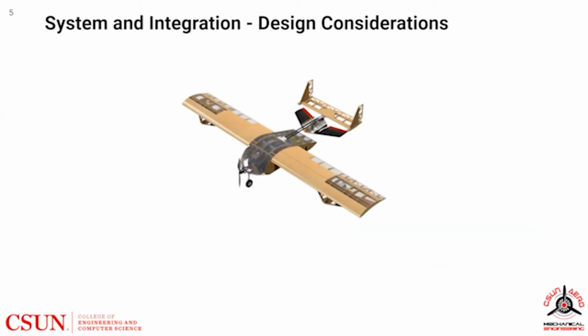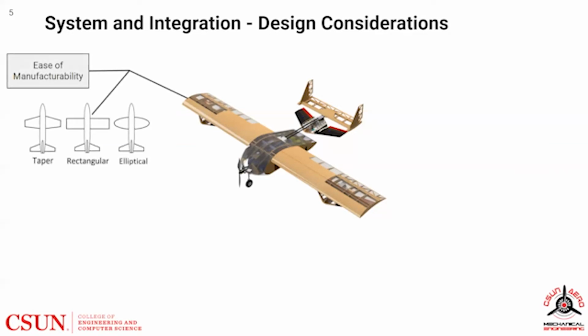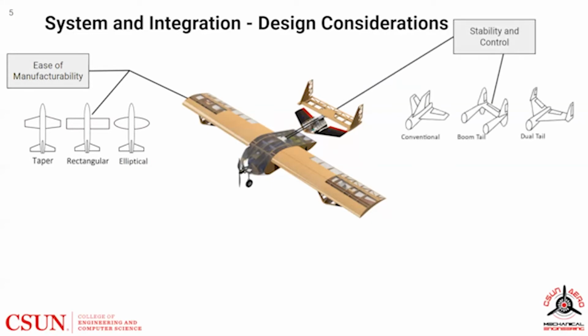Okay, so now we'll move on to the design of the plane. Early on, research was done by each of the sub-teams to determine the design choices of the plane, with MATLAB being used to perform trade studies to select the optimal design for our objectives. The team had 3 different options for the wing shape and opted for a rectangular shape for ease of manufacturability and cost. Additionally, the team had 3 different options for the tail design and decided on a boom tail, with the main focus being on stability and control of the plane.